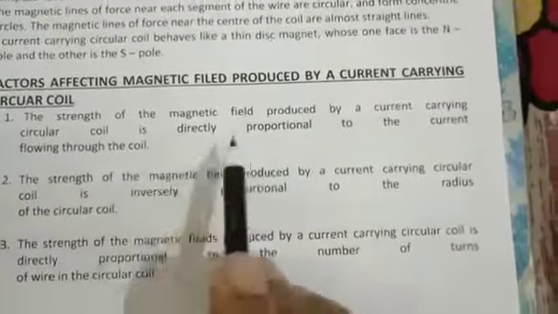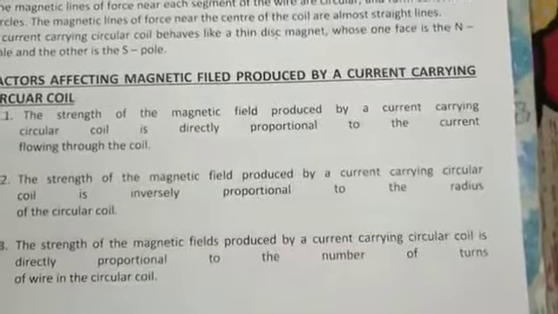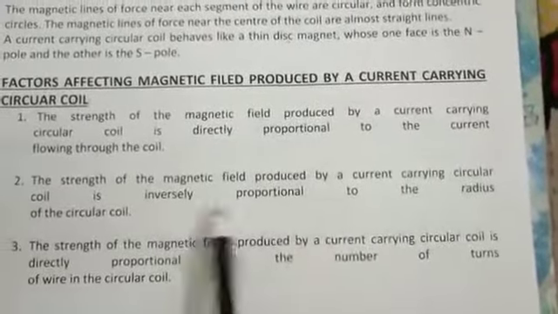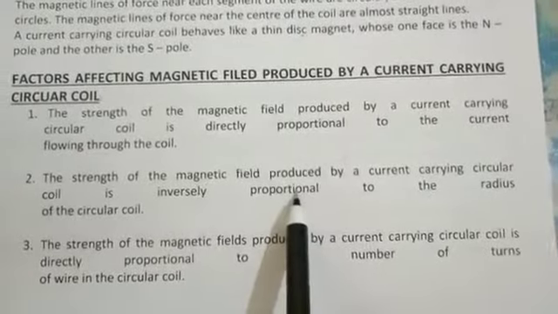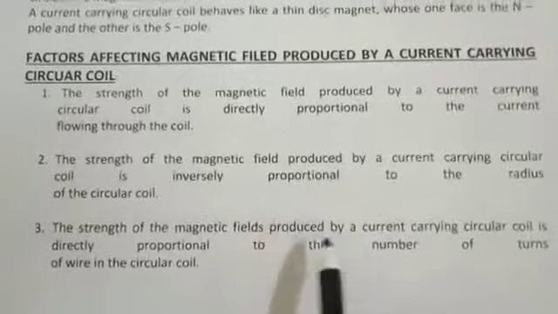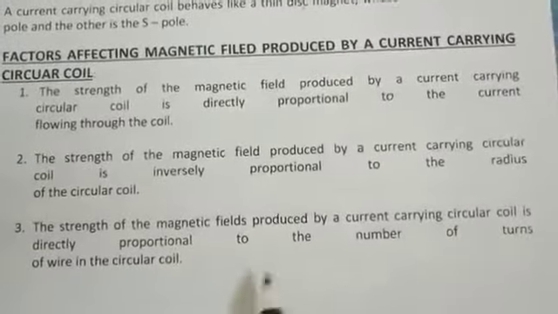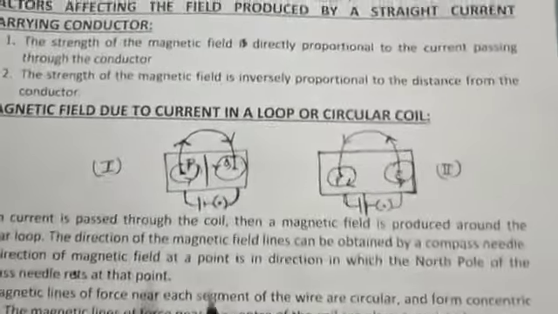Number 1 is, the more the current, the more the magnetic field, that is directly proportional. The more the distance, the magnetic field is inversely proportional. That means the more the distance, the lesser the magnetic field. And the third point says the more the number of turns, the more the magnetic field. So these are the factors which are concerned with the circular loop.